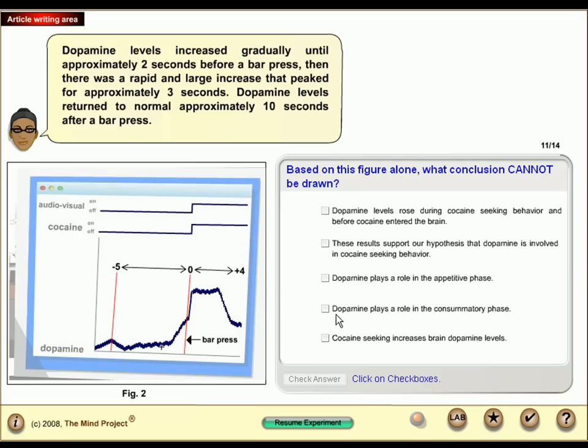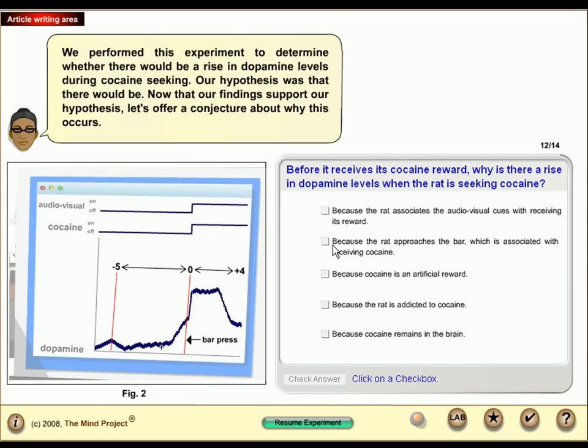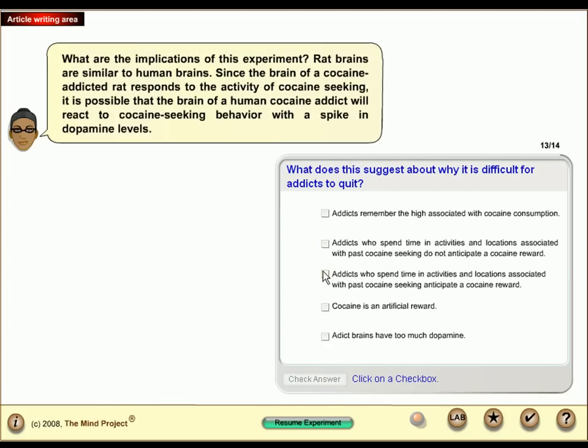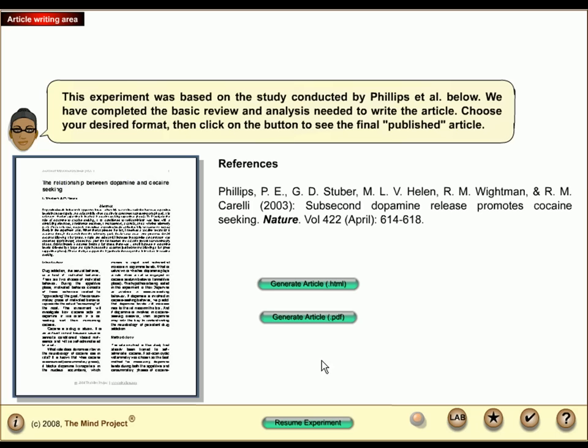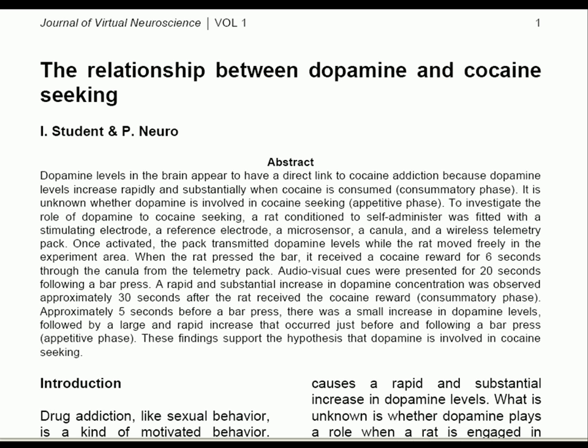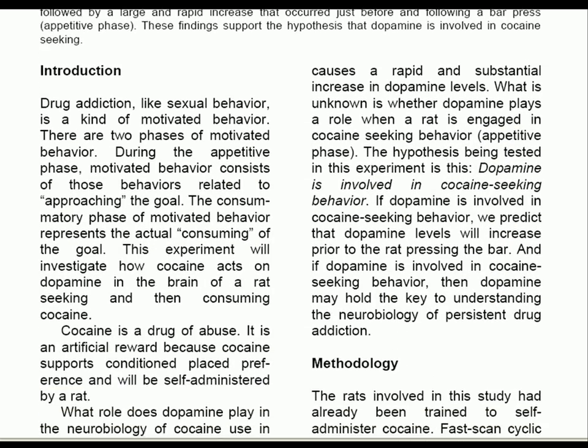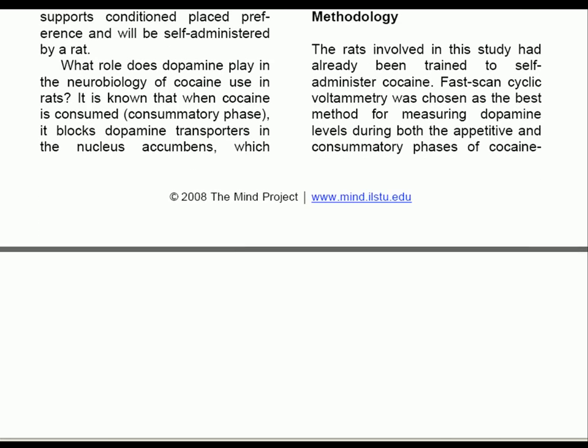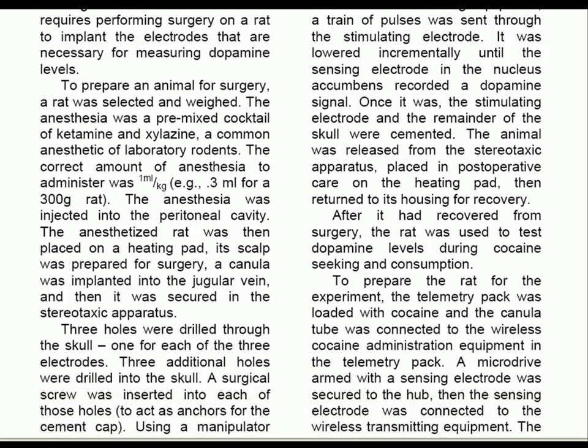That information is then packaged in the form of an article in a virtual neuroscience journal. You can then print the article, which provides an entertaining and educational summary of what was accomplished in the virtual neurobiology lab.